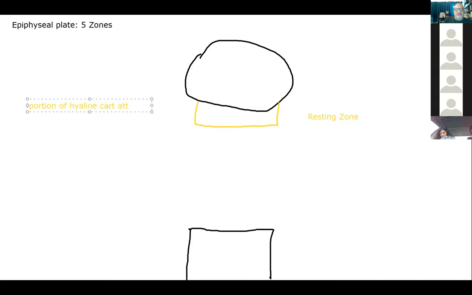So it's the part of the hyaline cartilage attached to the epiphysis that is not active in the growth process. If it's not active in the growth process, then what do you think it does do? What is its function?